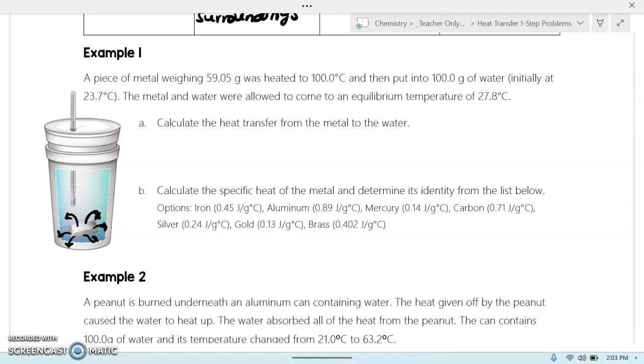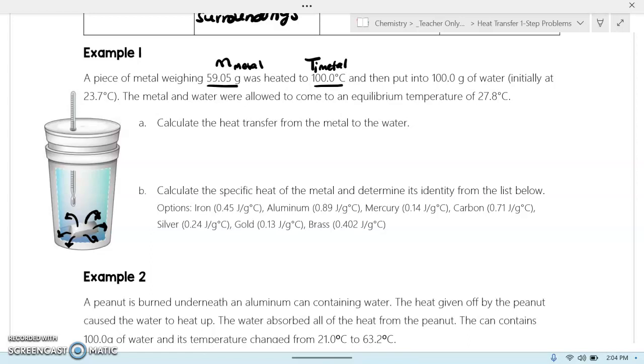So let's try a couple of examples and see what we can figure out about this metal in example 1. It says a piece of metal weighs 59.05 grams. There's our mass of the metal. And it was heated to 100 degrees Celsius. So there's our starting temperature for the metal.